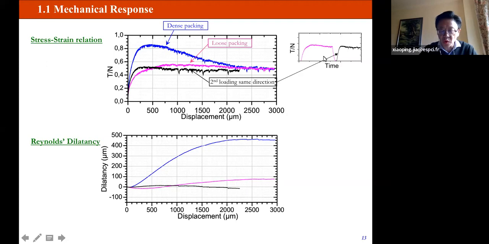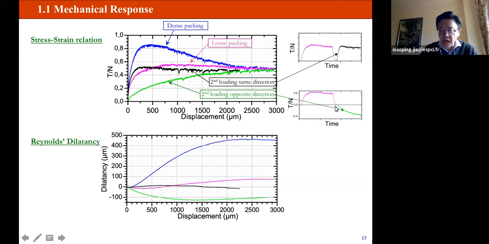Here we also measured the response of reloading in the same direction or in the opposite direction, after the formation of the pre-shear banding. So we do this kind of measurement. You can see here the dynamicity in a pre-sheared system is negligible. In this case, it's very reminiscent of sliding between two rough solid blocks.